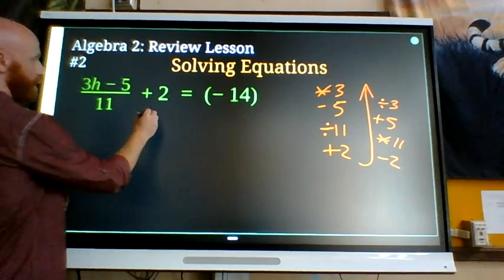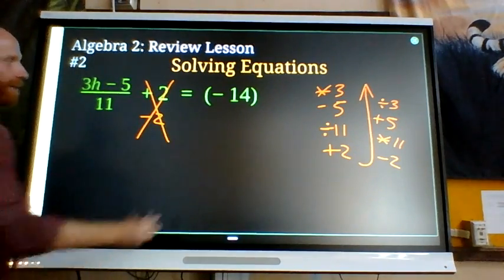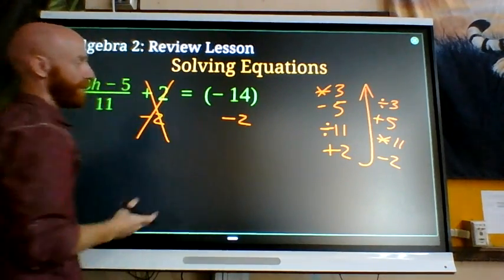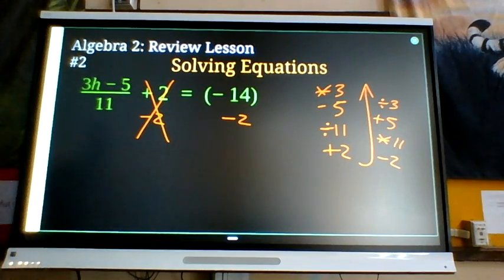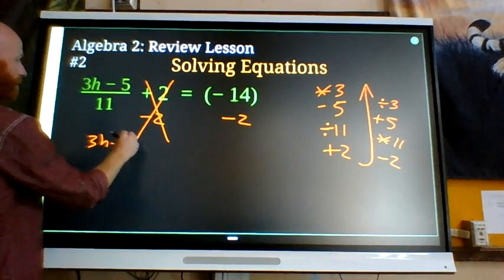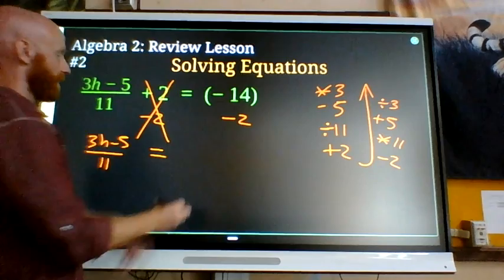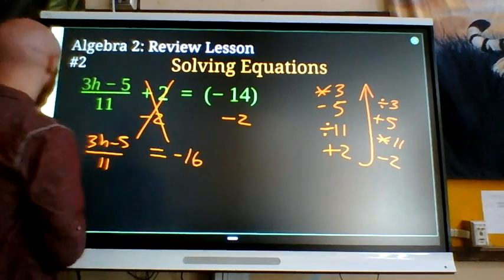So minus 2 and plus 2 will cancel out. Minus 2 on this side keeps balance in the equation. We've got 3h minus 5 over 11 equals negative 16.